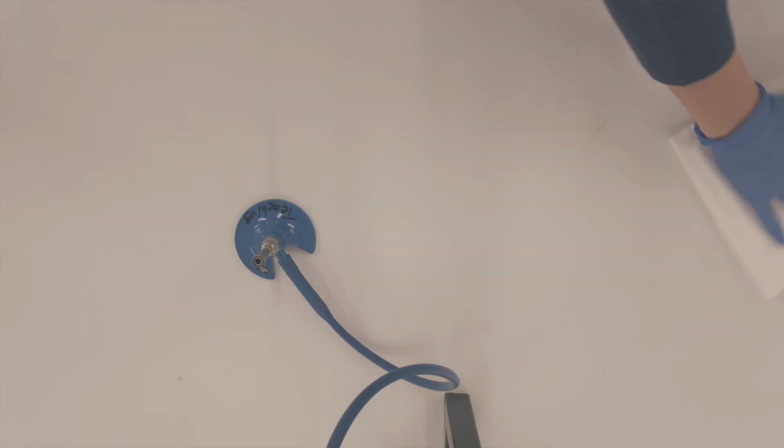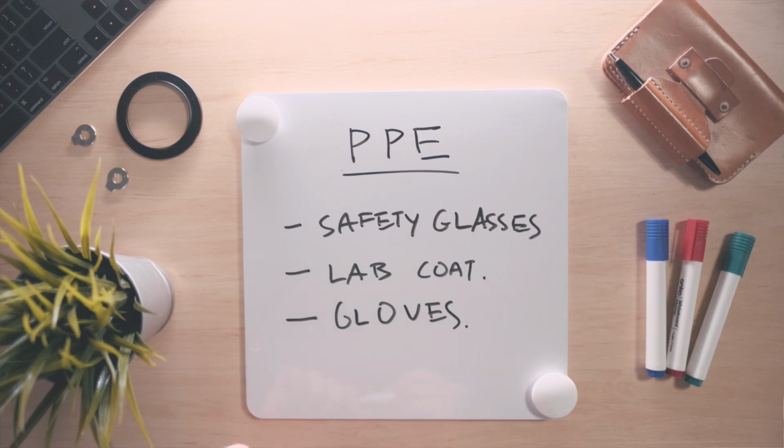Even after wiping everything down, you still want to minimize unnecessary contact with surfaces. Watch out for the lids of bottles or plates and pipette tips. Anything that will come into contact with your samples should not touch other surfaces. Safety glasses, lab coats, and gloves are all standard issue.